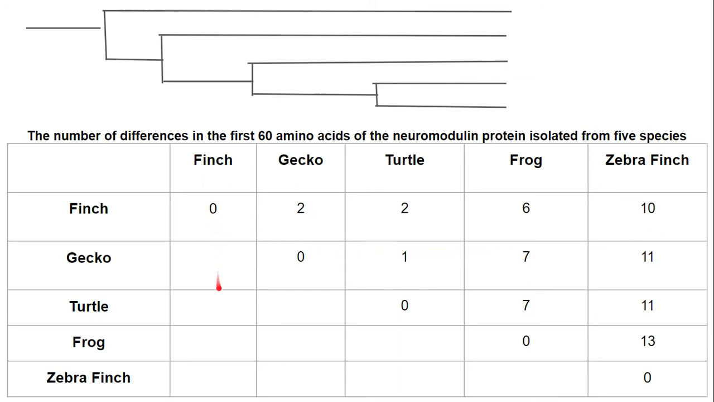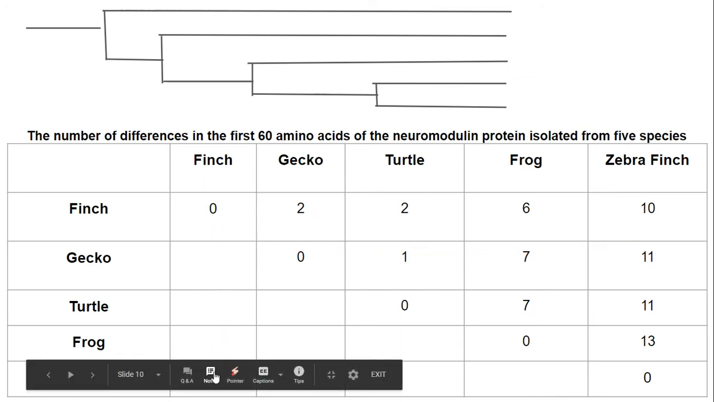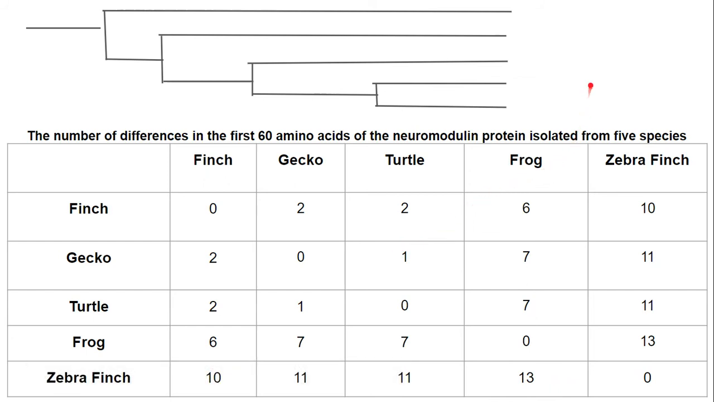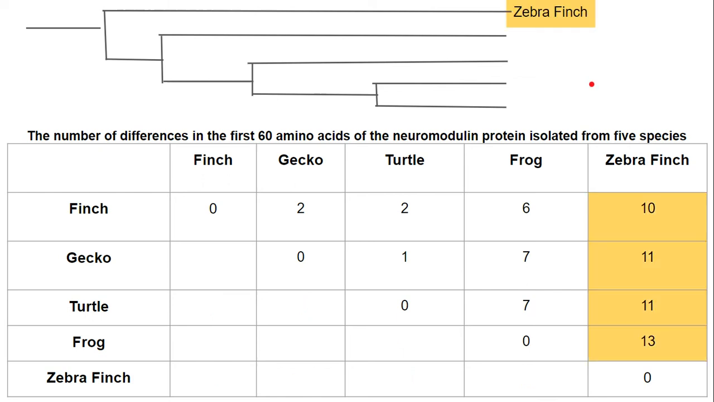So then I just recopy those numbers down here, 0, 2, 2, 6, 10. The gecko is 0, 1, 7, 11. This one is 7, 11. I put 7, 11 here, and then I put 13 there. So that's filled out. Again, now as I look at this, which is most different from all of the others? It's the zebra finch. It doesn't have any low numbers compared to the other ones.